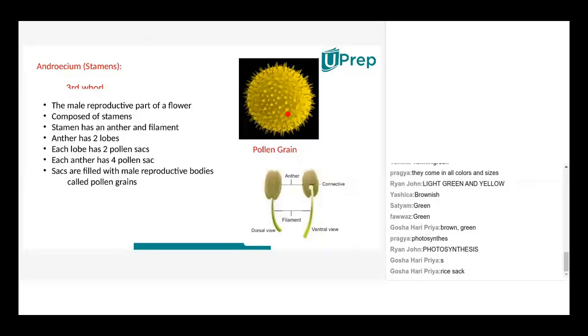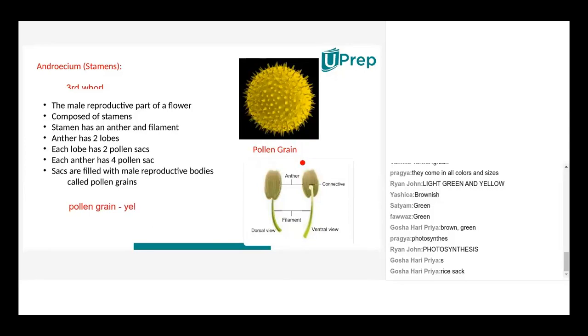What is a pollen grain? All of you must have seen pollen grains. What are pollen grains? Pollen grains are basically a yellow dust-like structure, right? The yellow dust-like structure that is there in all the flowers is called a pollen grain.